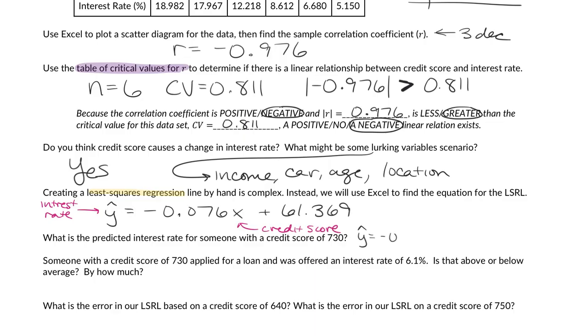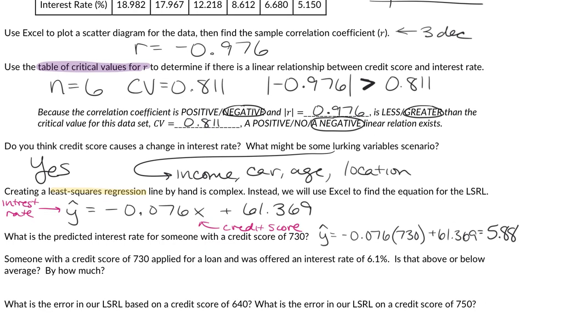I'm going to do Y hat equal to negative 0.076 times 730 plus 61.369. Now, in Excel, you cannot just let it assume that putting a parentheses will mean multiply. It does not. You have to put the little asterisk symbol to mean multiply. So in Excel, I would type in a random cell equals negative 0.076 times 730 plus 61.369. So times, not parentheses. Times is with the asterisk symbol. When you calculate this, what do you get? 5.889. So 5.889% is our predicted value for a credit score of 730.